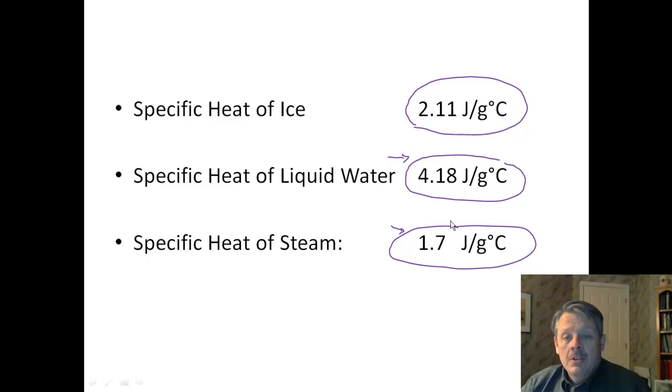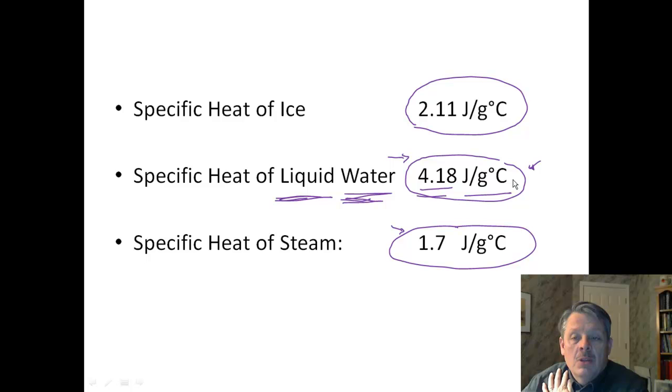So once it is steam already, then it's pretty easy to make it hotter. Okay, so the one that we use often is this one, the 4.18, because that's liquid water. Excuse me, and that's what we use in calorimetry, for example. We use liquid water. So we're going to use these other ones. We're going to put them in a chart in a minute. But just understand that ice and steam heat at different rates.